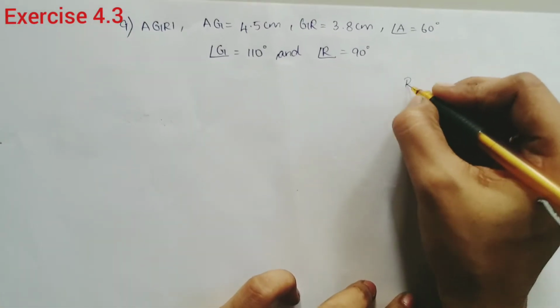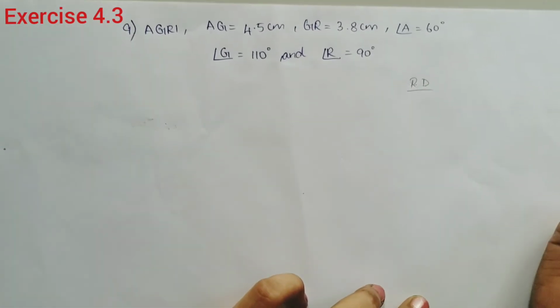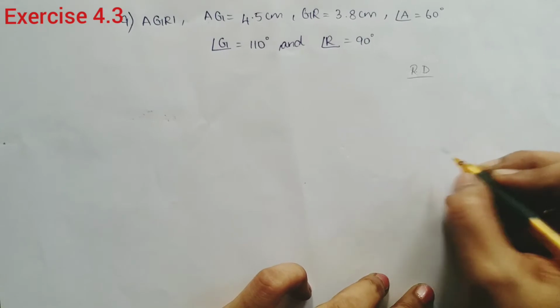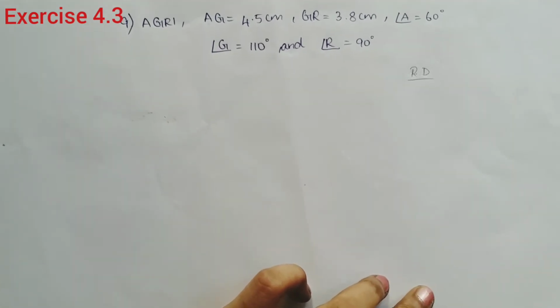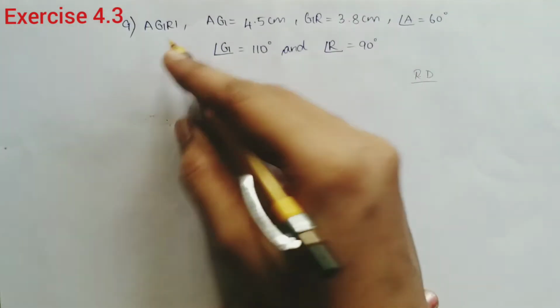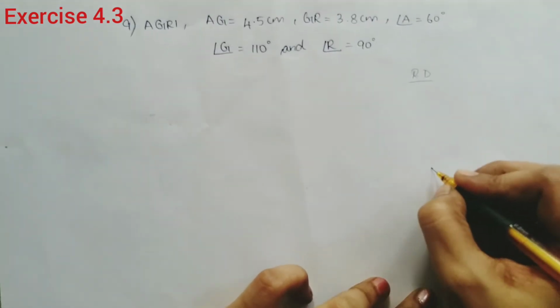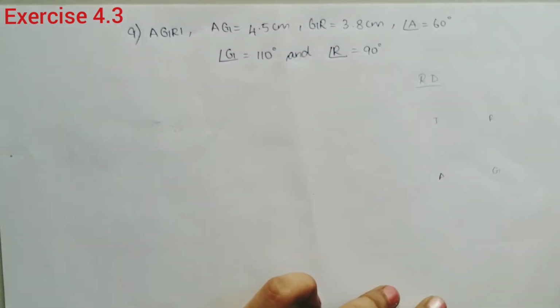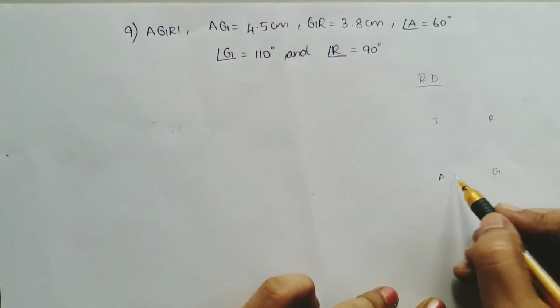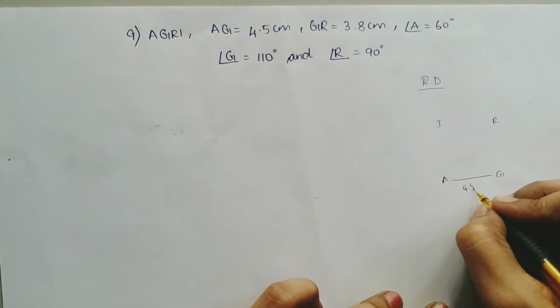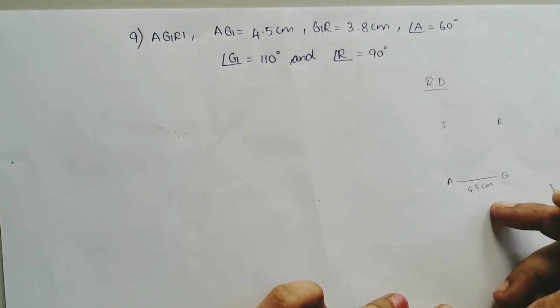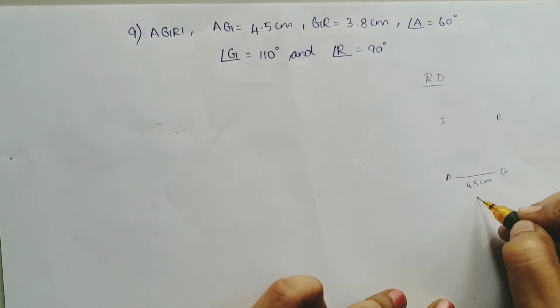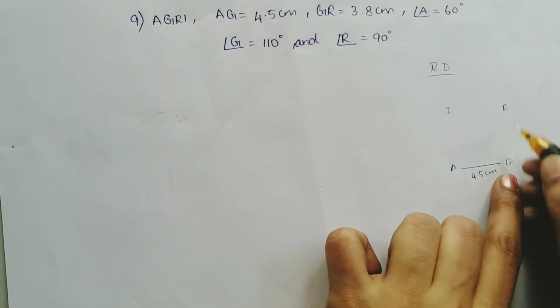First we are going to construct the rough diagram. For that I am going to consider AGRI. So A, G and R I am going to consider in this order. First AG is 4.5. You have to draw only in scale. Children, AG is 4.5 centimeter, and then GR.